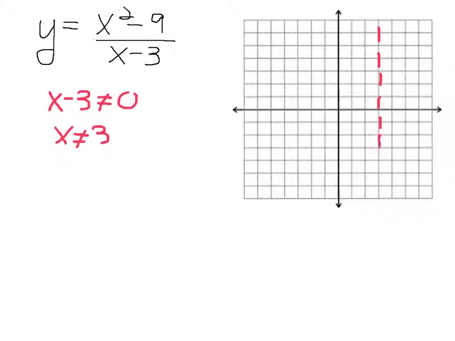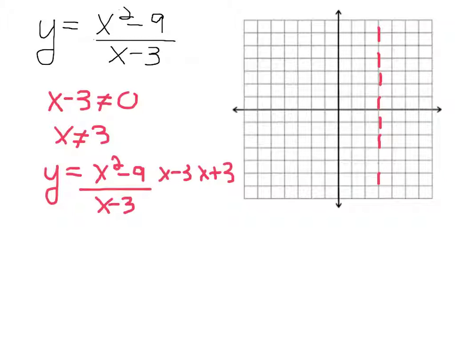Well, it turns out this actually doesn't have an asymptote at all, because if you were to factor the top, y equals x squared minus 9 becomes (x minus 3)(x plus 3), and the x minus 3 on the bottom is going to cancel the x minus 3 on top. Boom, boom. y equals x plus 3. All I really have is a line.